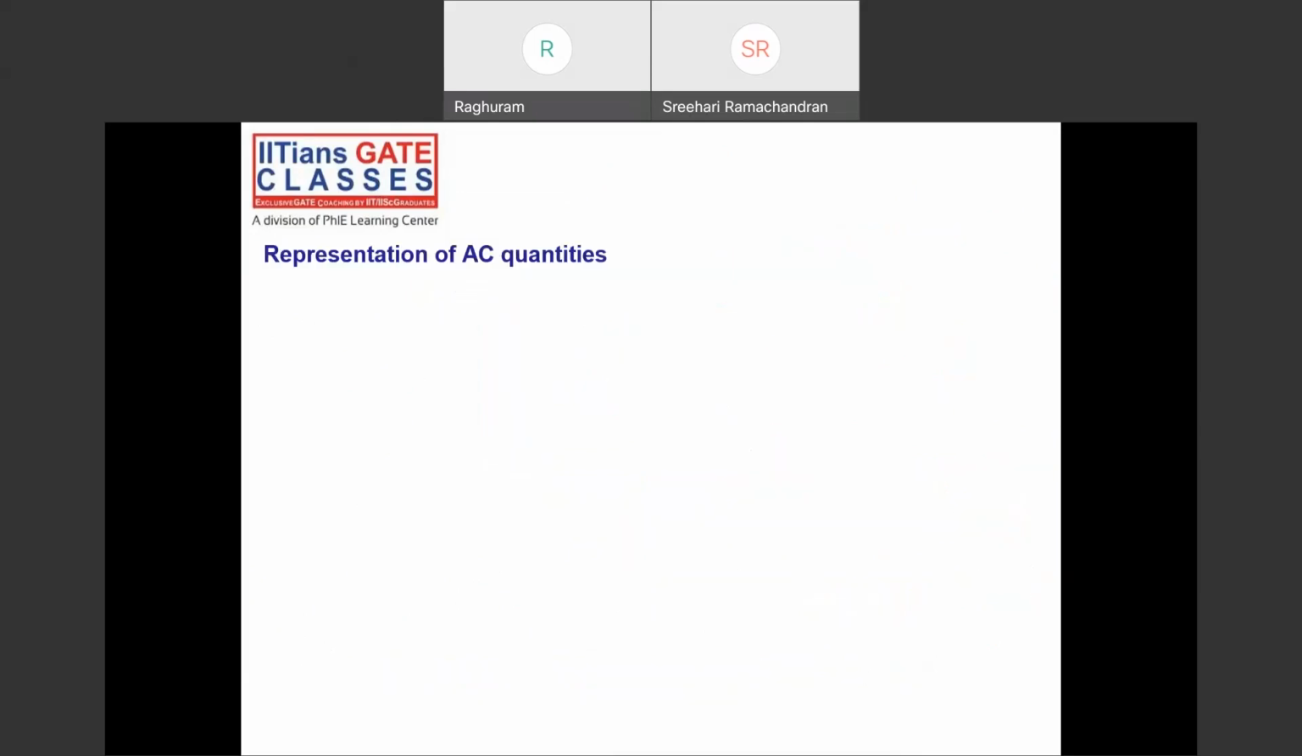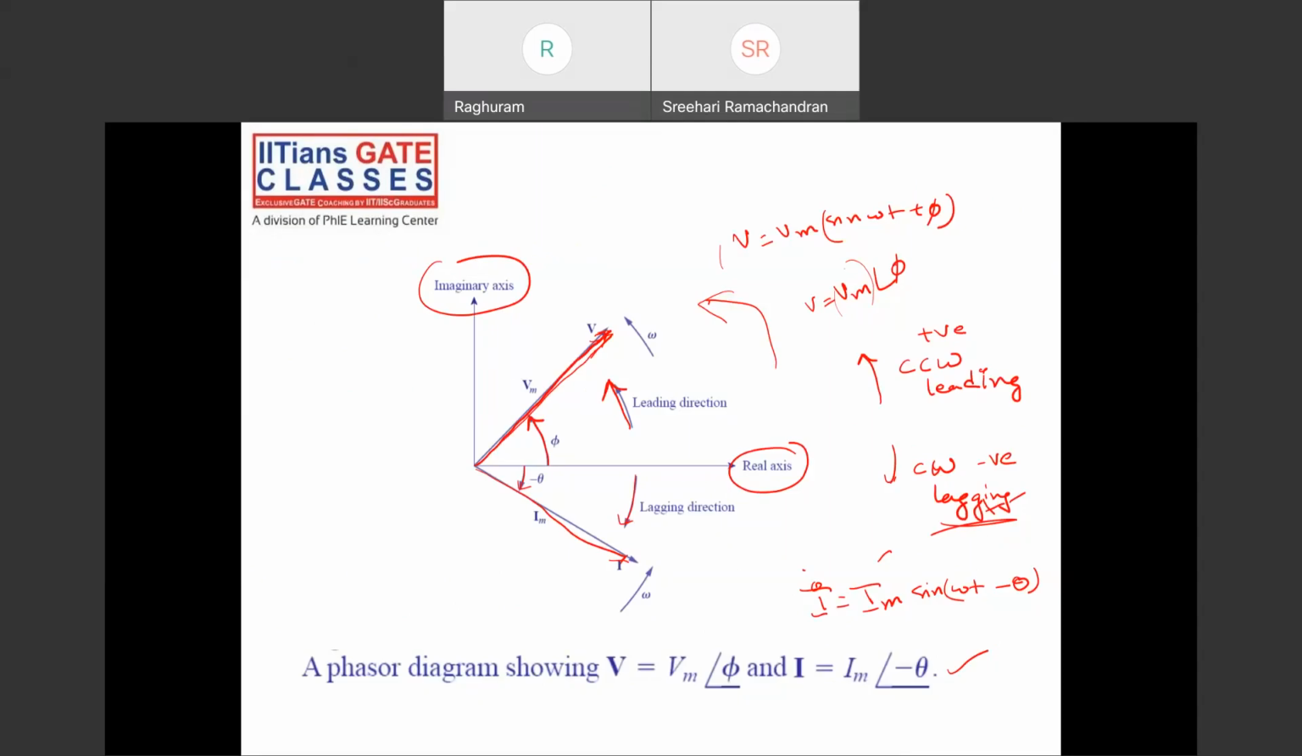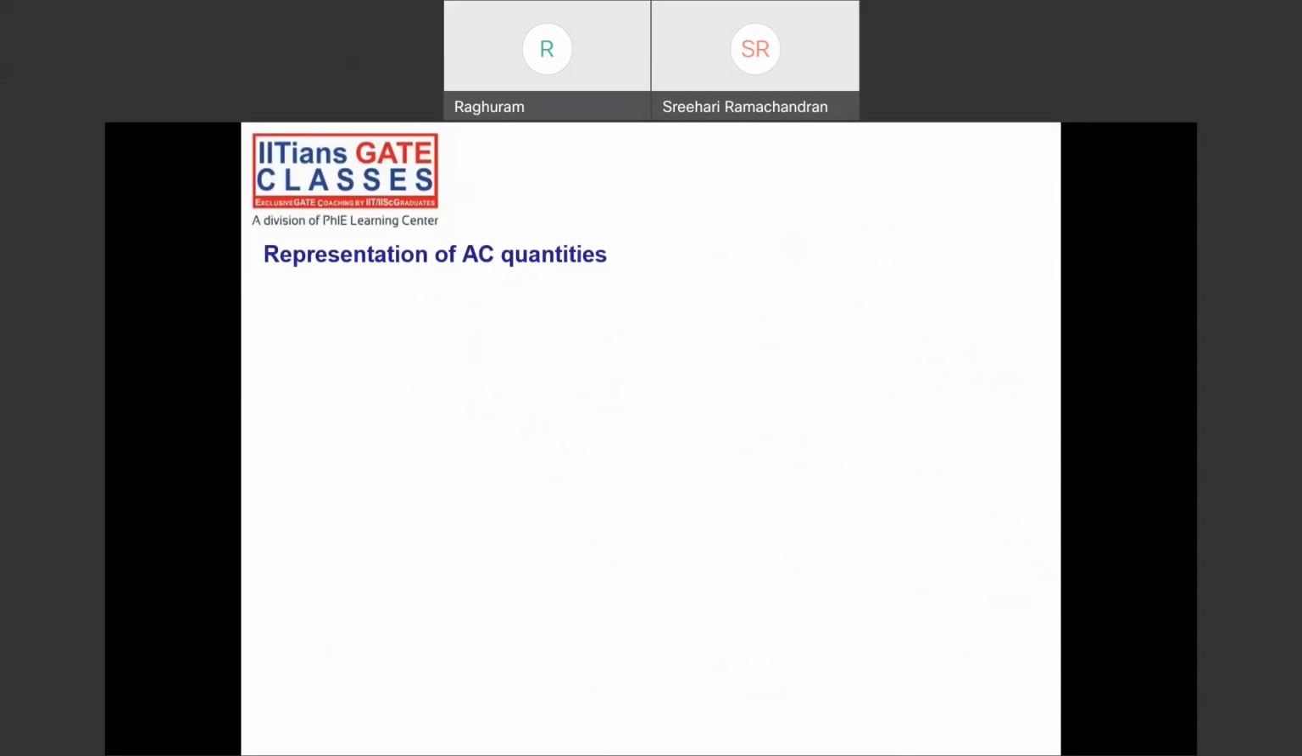Let me write down the time domain and phasor domain representations. Vm sine omega t plus phi can be written as Vm at an angle plus phi. Or Vm cos omega t plus phi can be written as Vm at an angle phi plus 90 degrees.